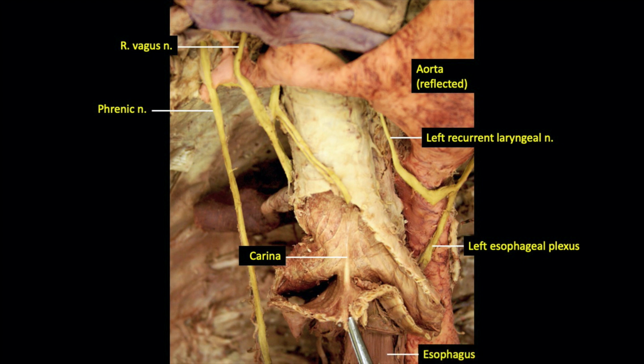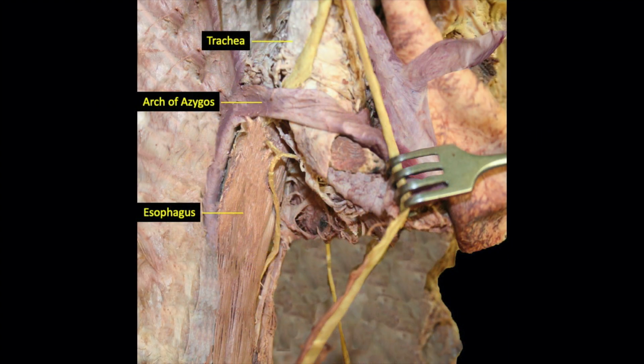The third component found in this plane is the esophagus, which is just visible in the image. I will show another image of the esophagus momentarily. Here's another image of the esophagus, which is now more exposed. The trachea and right primary bronchus have been displaced to the left to grant a better view of the esophagus.